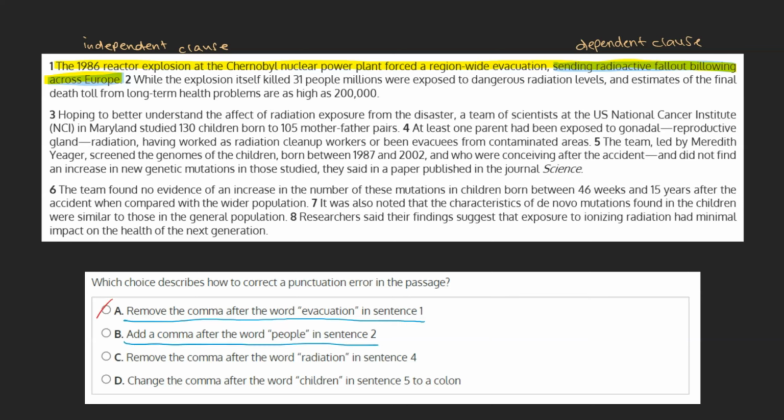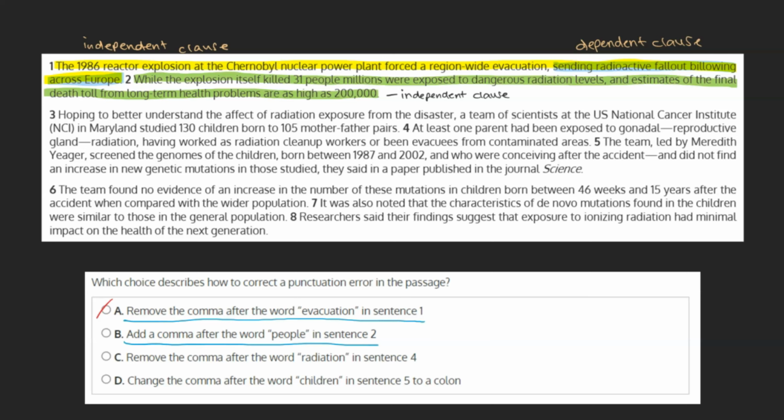B. Add a comma after the word people in sentence 2. While the explosion itself killed 31 people, millions were exposed to dangerous radiation levels, and estimates of the final death toll from long-term health problems are as high as 200,000. In this sentence, we actually see the reverse of what we saw in sentence 1. The second half of the sentence is an independent clause, and can stand on its own. Millions were exposed to dangerous radiation levels, etc.